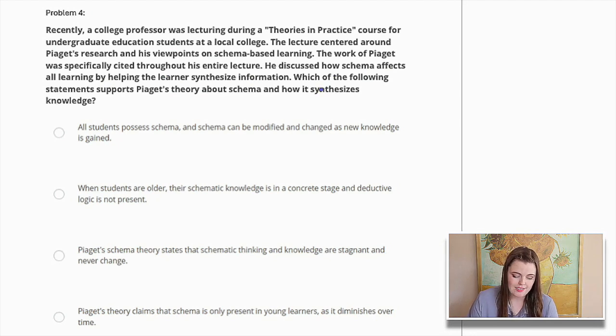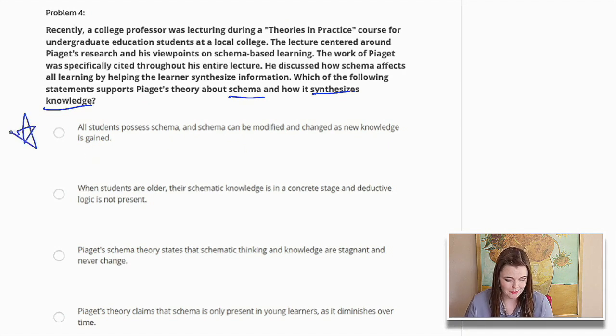Which of the following supports Piaget's theory about schema and how it synthesizes knowledge? Okay, so when we're talking about schema and Piaget, he believed that people are constantly adapting and learning from their environment. So we're looking to see how people are changing over time. All students possess schema, and schema can be modified and changed as new knowledge is gained. That seems to support Piaget's theory, so this is definitely a solid answer choice.